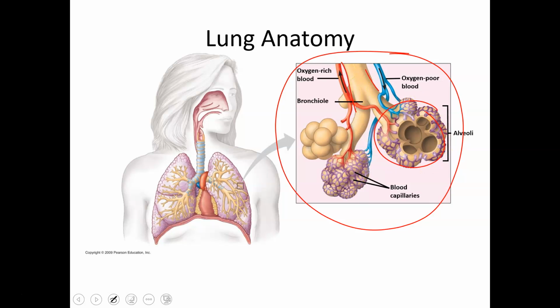That cluster of grapes, the plural for that again is alveoli. Each individual one is an alveolus with a US at the end of that.